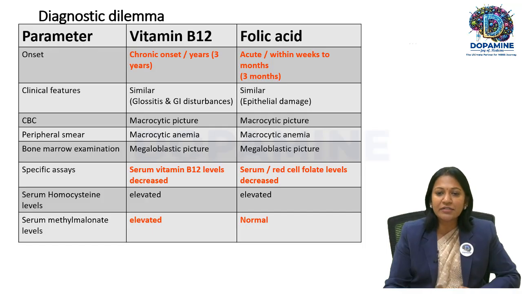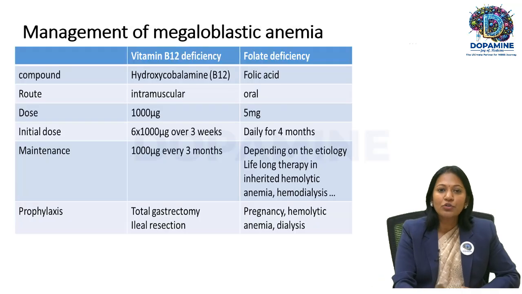So, both will be decreased in folic acid deficiency. Homocysteine levels will obviously be elevated in both, whereas the serum methylmalonate levels will be elevated in B12 deficiency, whereas it will be normal in folate deficiency. So, how do you manage the patient? For B12 deficiency, we have to give hydroxocobalamin, an intramuscular injection. 1000 micrograms, initial dose will be 6 doses over 3 weeks, followed by maintenance of 1 injection every 3 months. Prophylaxis is needed in gastrectomy and ileal resection patients.